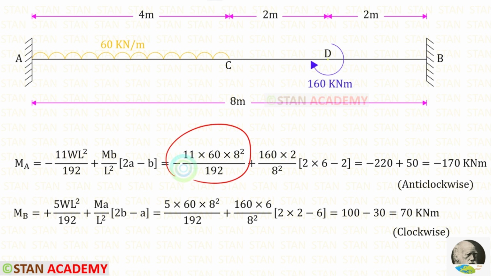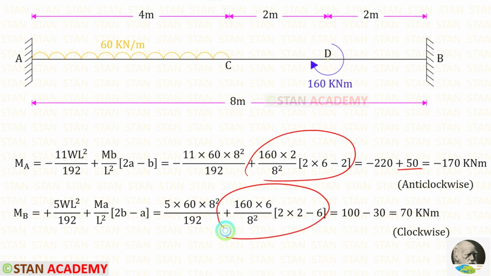When we calculate this, we will get minus 220. When we calculate this, we will get 100. When we calculate this, we will get positive 50. When we calculate this, we will get minus 30. That means the assumed direction is incorrect.